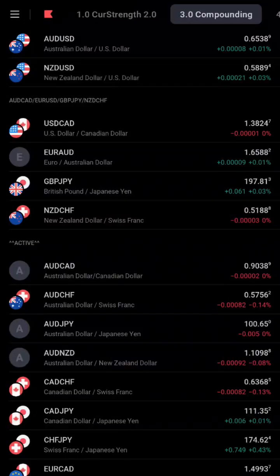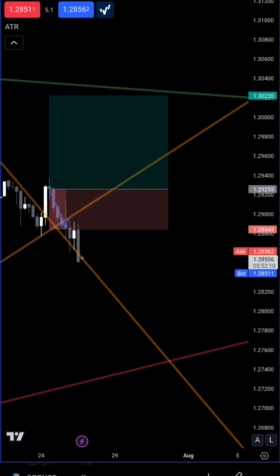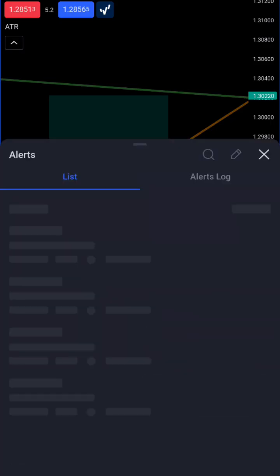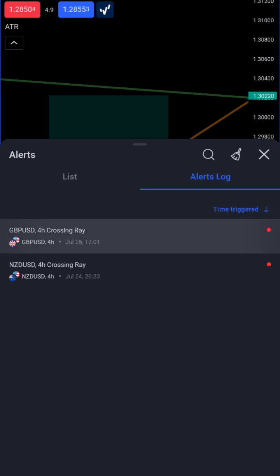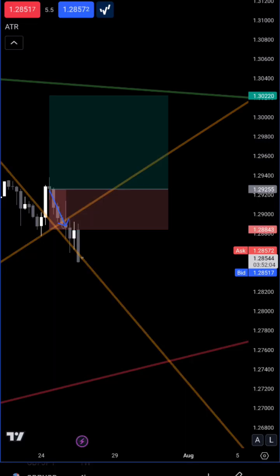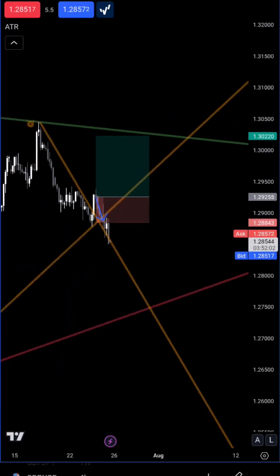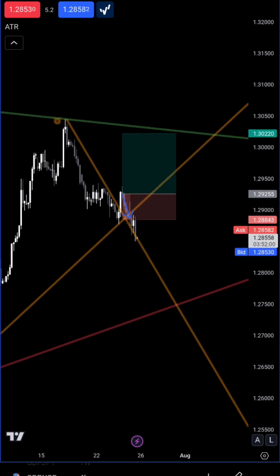I'm off of work and I'm stopping off at a friend's house and sitting in on their cats and bunnies, and I got an alert that went off, I think, for GBP USD, so let's check that. Yep, GBP USD. It says it's crossing this ray. Okay, I'm not worried about it. I actually need to redraw these lines according to Tori's strategy.